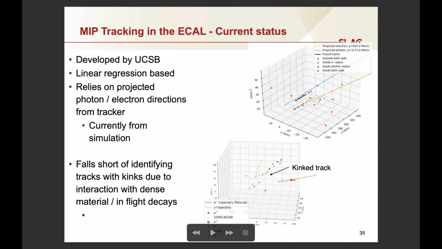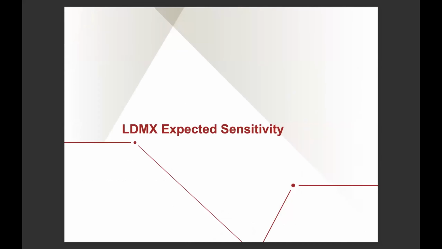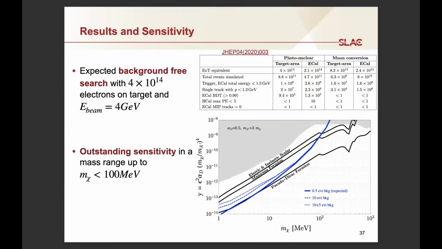So this is something that will benefit from discussion, of course, with the experts present here on how to approach it. So just to conclude, the sensitivity is pretty good for this experiment. After this, we will have a background-free search for GeV electrons.